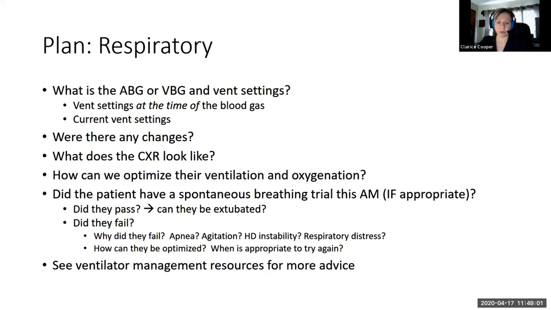Just as I mentioned before, it's also important to know if they had a spontaneous breathing trial. If they passed, can they be extubated? And if they failed, why did they fail? That's an incredibly important question, because if they failed for apnea or agitation, then that's something that we can potentially fix and try again the same day.